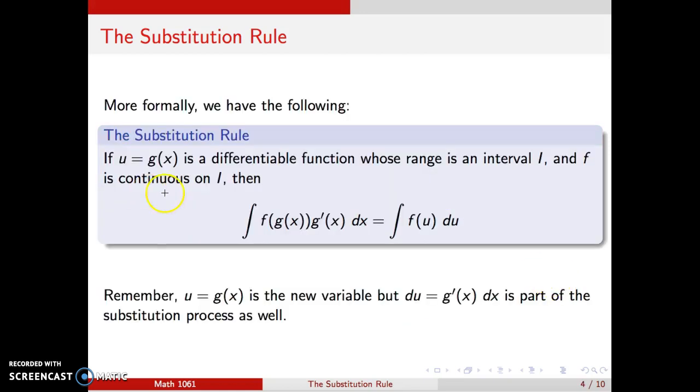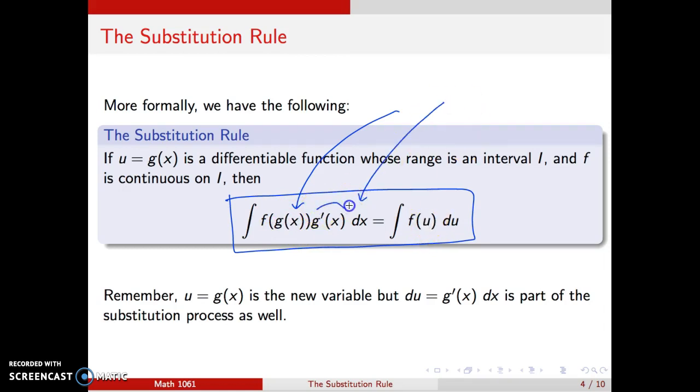A little bit more formally, it looks like this. If u is g of x, and that's a differentiable function whose range is an interval, this part with the range is part of what needs to work in the background, but it pretty much always does for us, so you won't probably remember it too often, and that's okay. But if f is continuous on that interval, then you've got the following here. The idea is, here's your input function, kind of as a composition. That's what you're going to call u.